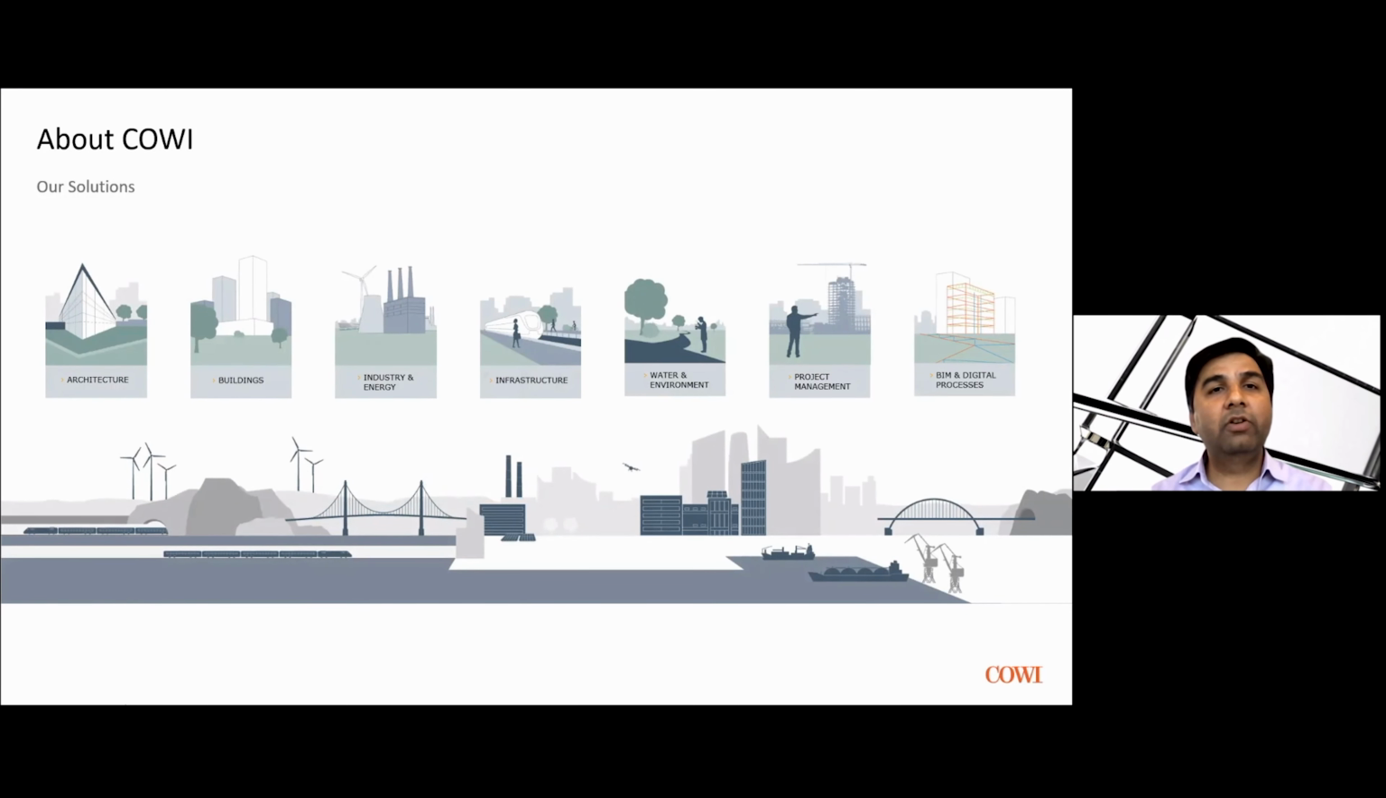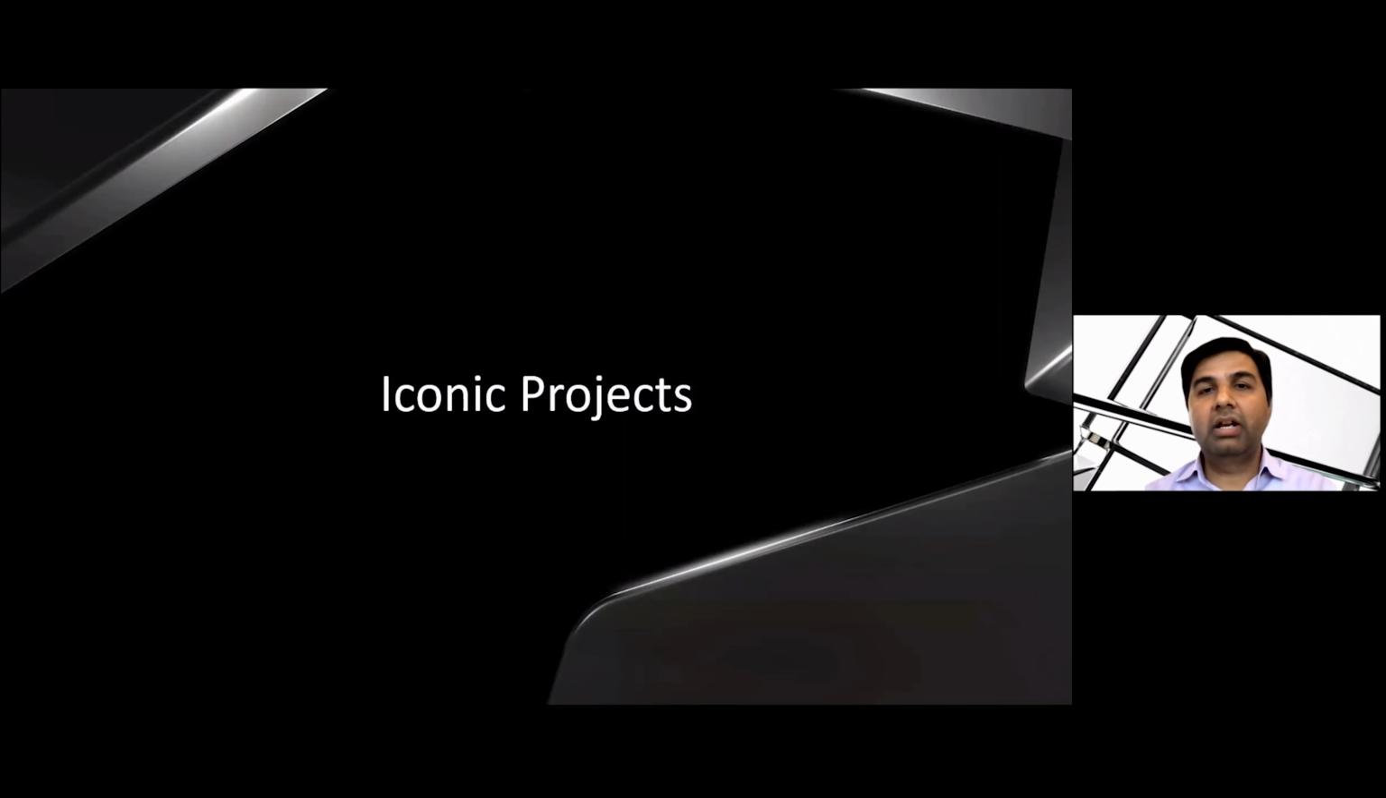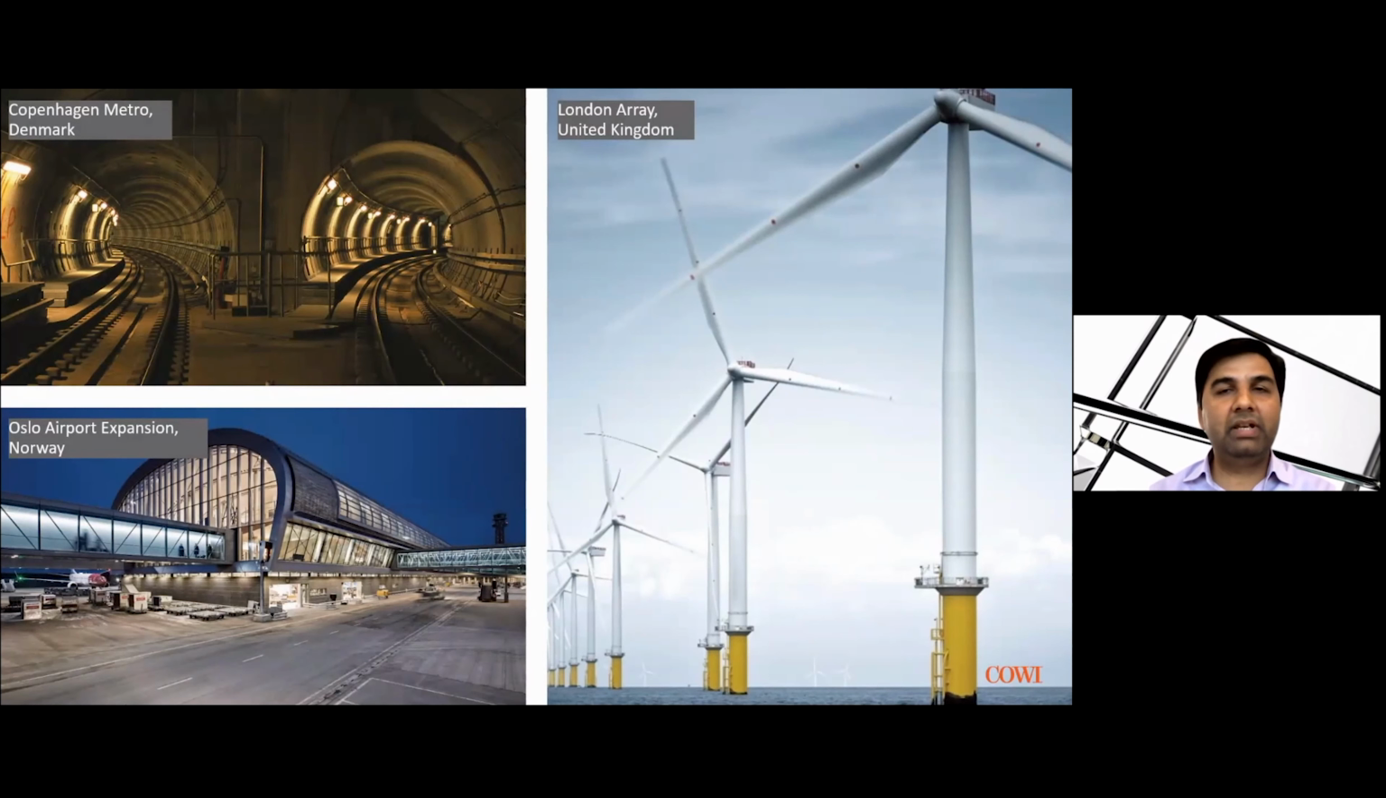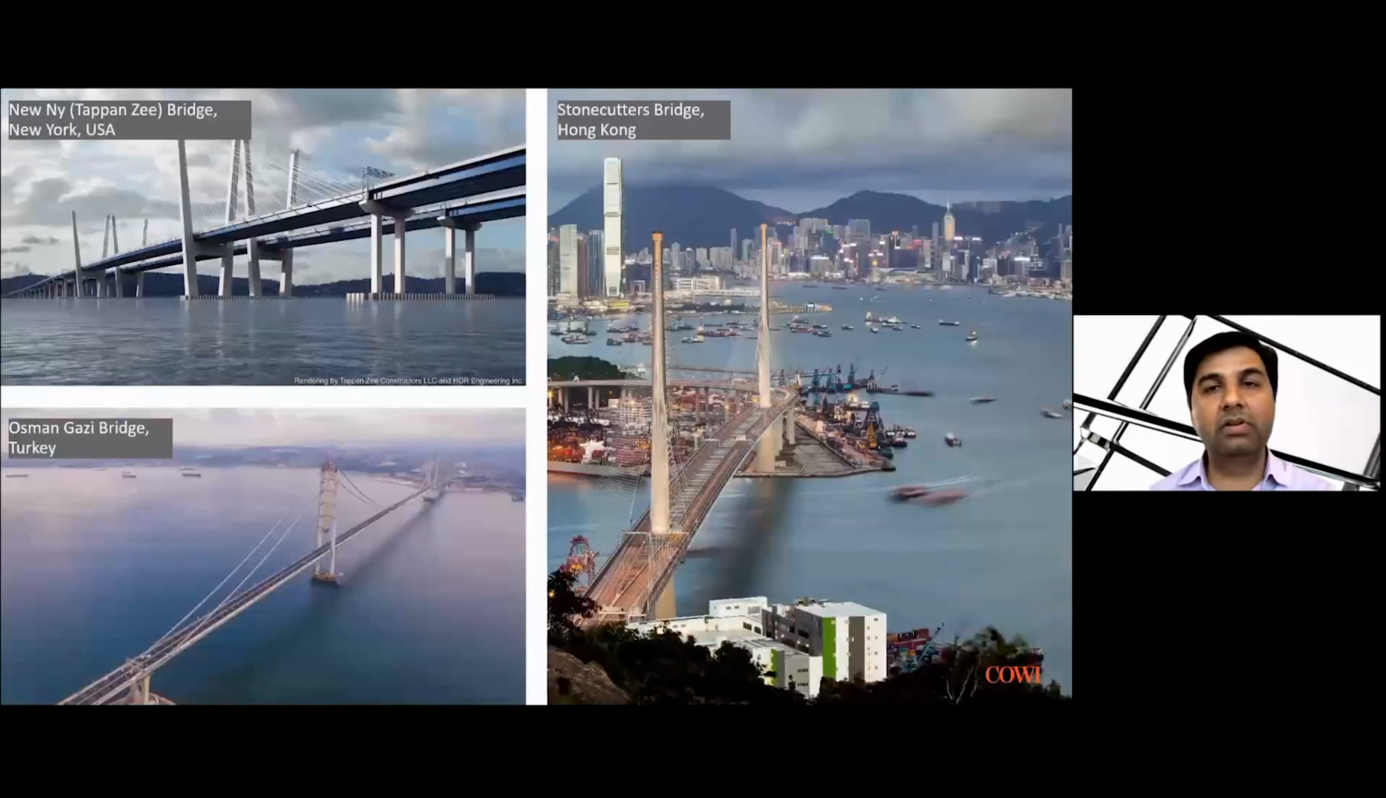About COWI. COWI is providing solutions for different services, like architecture, buildings, industry and energy, infrastructure, water and environment, project management, and also BIM services. Here are a few iconic projects which COWI has done over the past few years. You can see we have some tunnels, London area, United Kingdom, Oslo airport expansion. We worked on the airport also, and many big infrastructure projects.